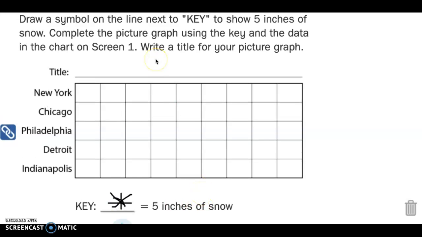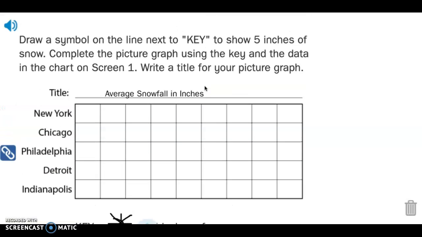Okay, what would our title be? Maybe we would say average snowfall in inches. Okay, that makes sense to me. So we have our title. Now we need to draw our pictures.